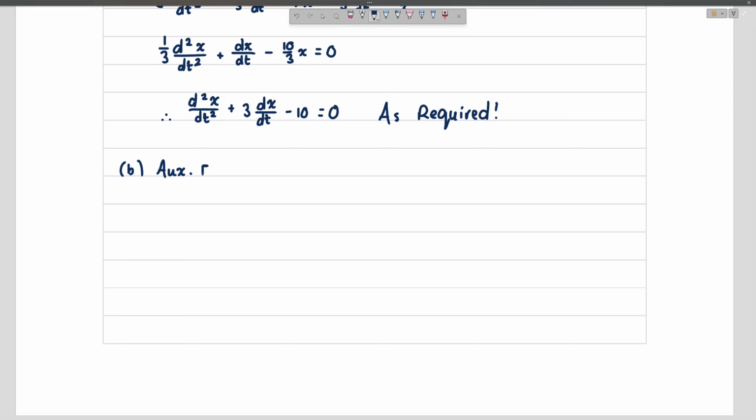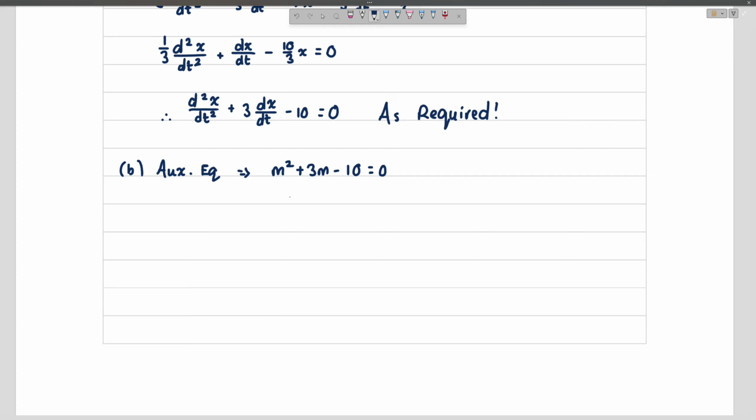So for the auxiliary equation here, that is just formed from this second order differential equation. So we get m squared plus 3m minus 10 is equal to 0, right? Now what I'd hope here is that this factorizes, and the good news here is that this does indeed factorize.